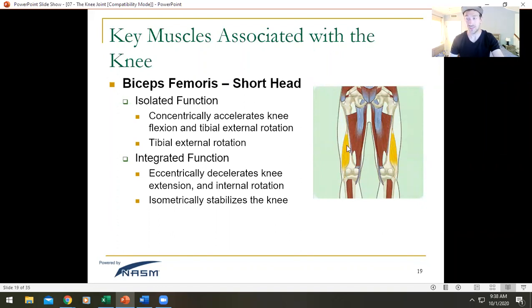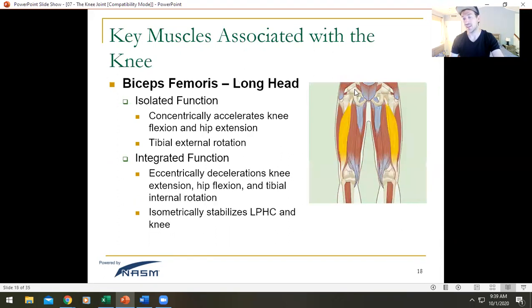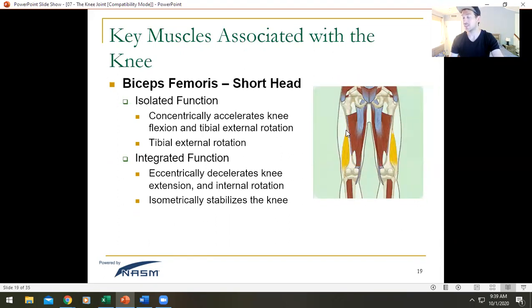This is commonly overactive on just about everybody. So this doesn't run all the way up here. This originates actually about halfway down the femur, so it actually starts in the middle of the bone. You can see there's its tendon right there, and it runs and inserts onto the same place. So it almost does the exact same thing, except that it cannot assist in hip extension, because the long head is attached to the hip. This can only do knee flexion and tibial external rotation. That's the only thing that your biceps femoris short head can do. So here's how you stretch this muscle, because it is so commonly overactive in everybody.